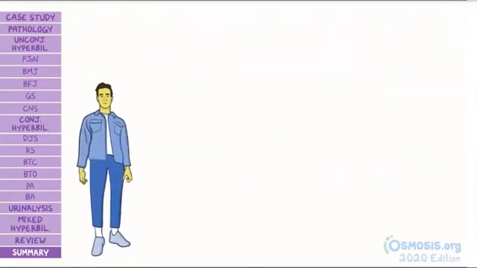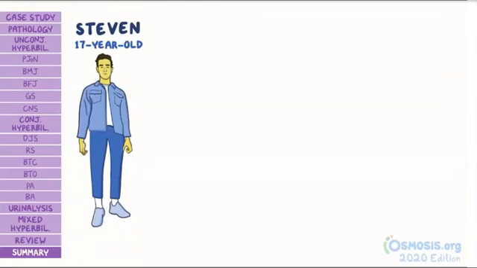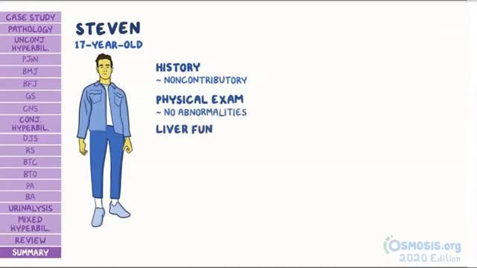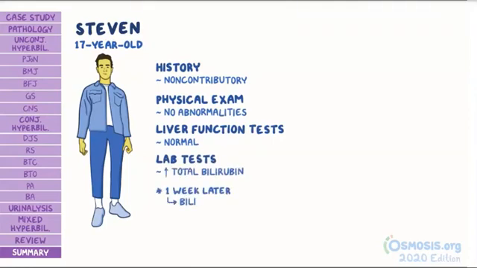On the other hand, Stephen is a 17-year-old boy who came to his primary care physician because his sister had been telling him that he looks a little yellow sometimes. Medical history was non-contributory. Physical examination showed no abnormalities. Liver function tests were normal. One of the laboratory studies revealed elevated bilirubin concentration, but a week later, his bilirubin was back within normal range.